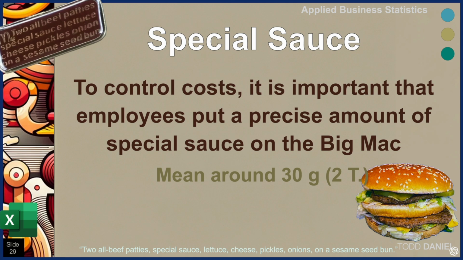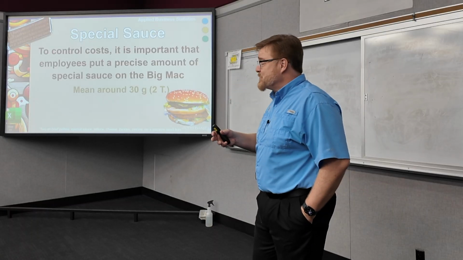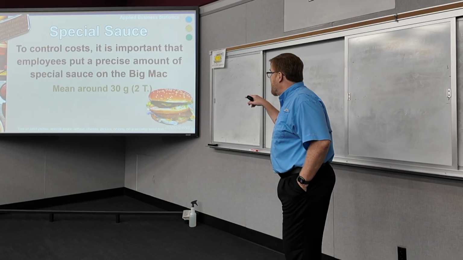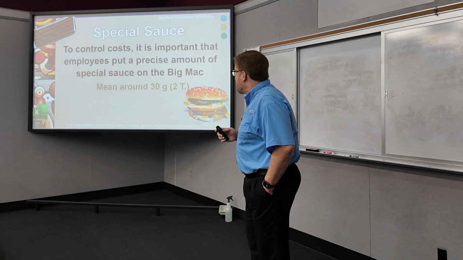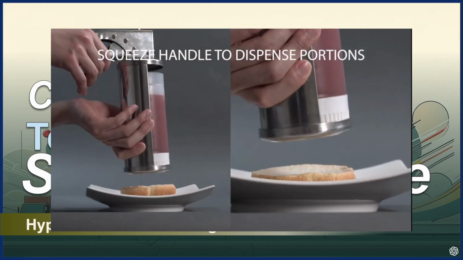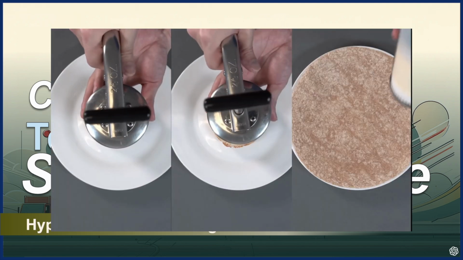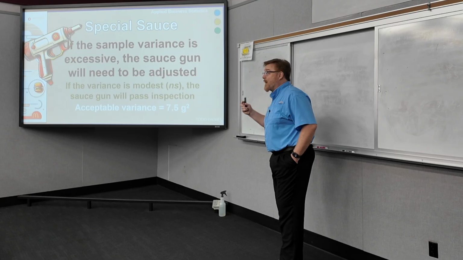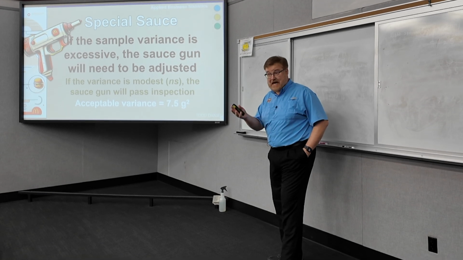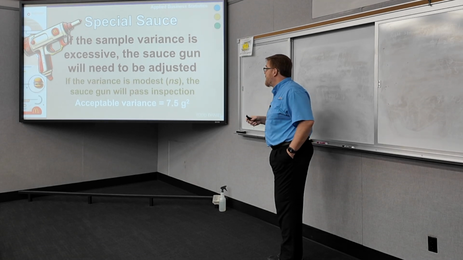For this example, I'll use the McDonald's special sauce that they put on the Big Mac. And it's important to control costs, so they have developed a tool to make sure that the amount of special sauce added to the Big Mac stays around the 30-gram or 2 tablespoon value. So the special sauce gun is being used to dispense a precise amount of sauce, and if that variance is excessive, we're going to have to adjust this special sauce gun to get it back into tolerance.